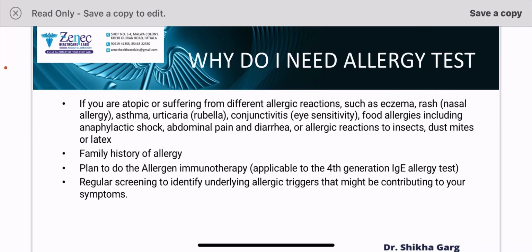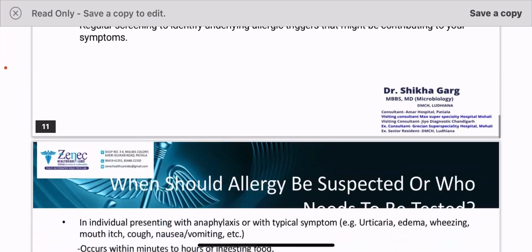Or if you have a family history of allergy, or if you plan to do allergen immunotherapy, which is applicable to the 4th generation IgE allergy test, like this molecular ALEX2 test, or if you need a regular screening to identify underlying allergic triggers that might be contributing to your symptoms.